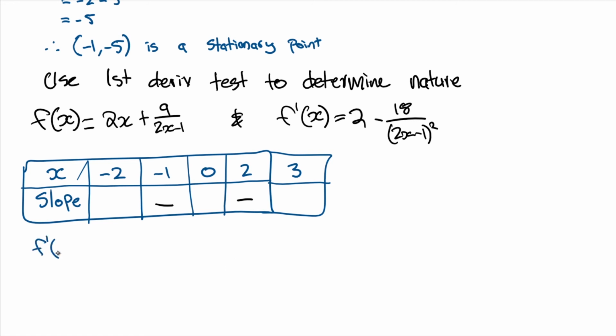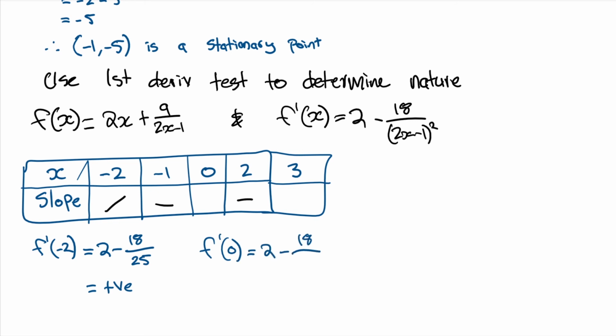So I've got f prime of negative 2 first is equal to 2 minus 18 over, 2 times negative 2 is negative 4, minus 1 is negative 5 squared. That's 25. That is a positive number. Therefore, I am increasing. Now I'm going to find out what's going on at the point 0. What's the slope doing? So I've got 2 subtract 18 over negative 1 squared, which is 1. That is equal to a negative number. 2 subtract 18, that's negative. So slope is now going down.